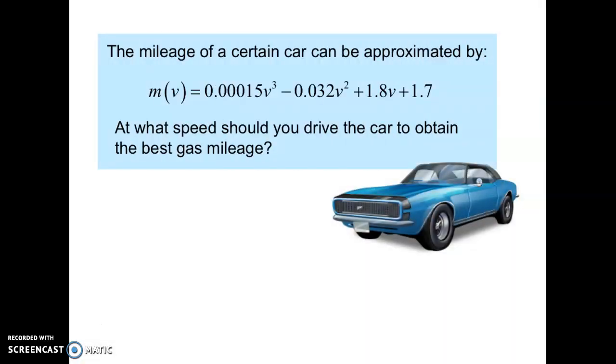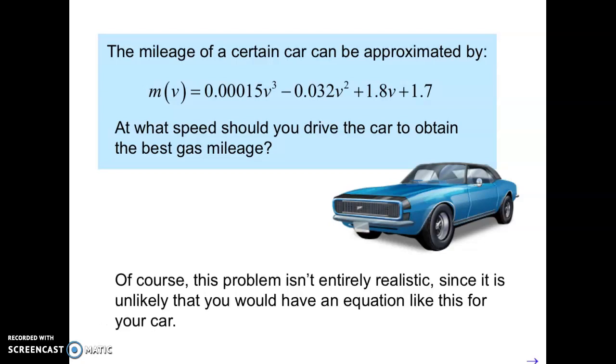So we're going to start with, say we knew that the mileage of a certain car can be approximated by this given equation, m of v. At what speed should you drive to obtain your best gas mileage? So in other words, we want to optimize or find the maximum gas mileage that will maximize how much I get in miles per gallon.